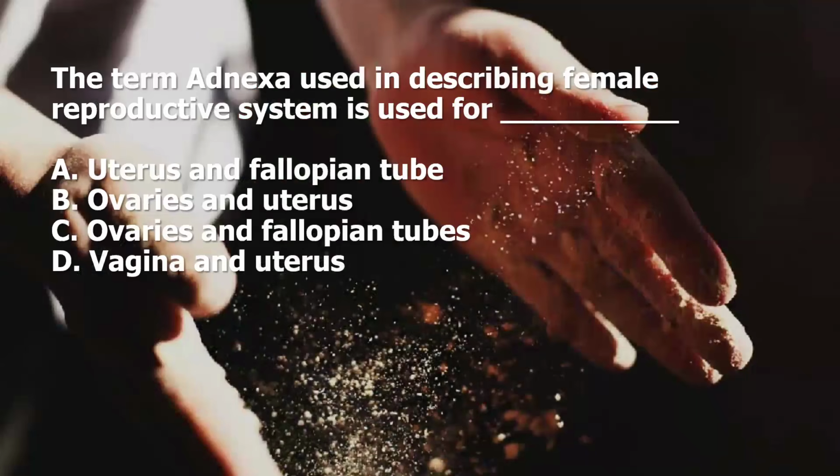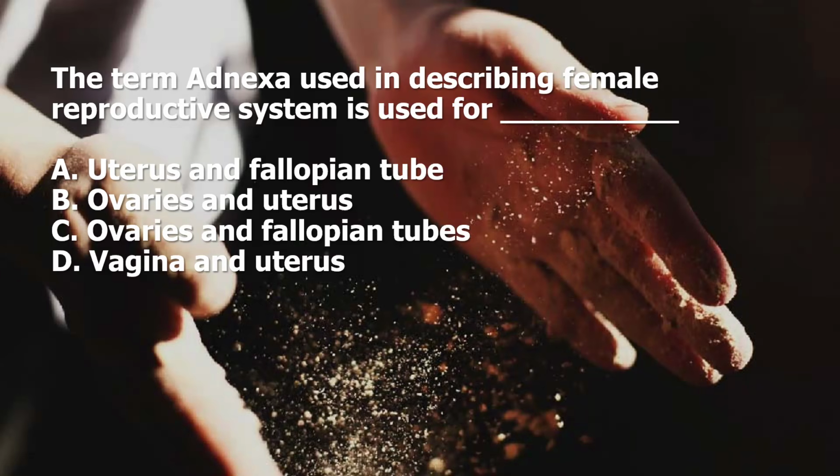The term adnexa, used in describing the female reproductive system, is used for the following. A, uterus and fallopian tube. B, ovaries and uterus. C, ovaries and fallopian tubes. D, vagina and uterus.